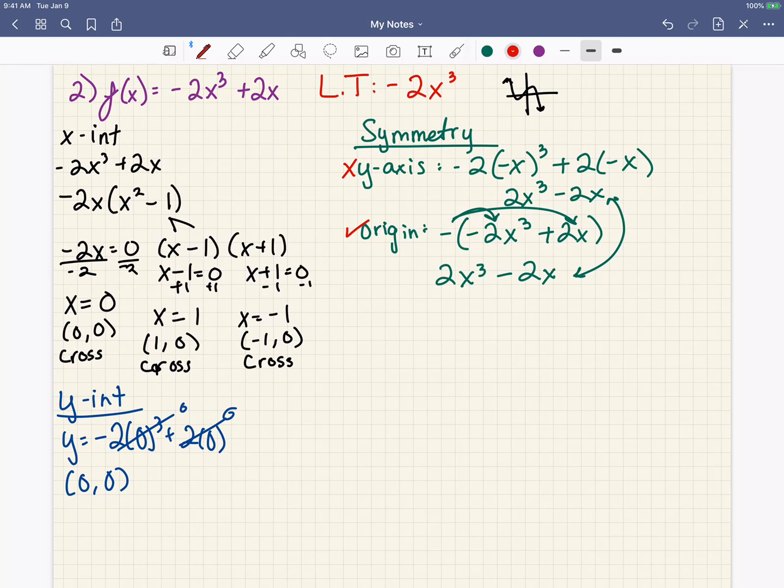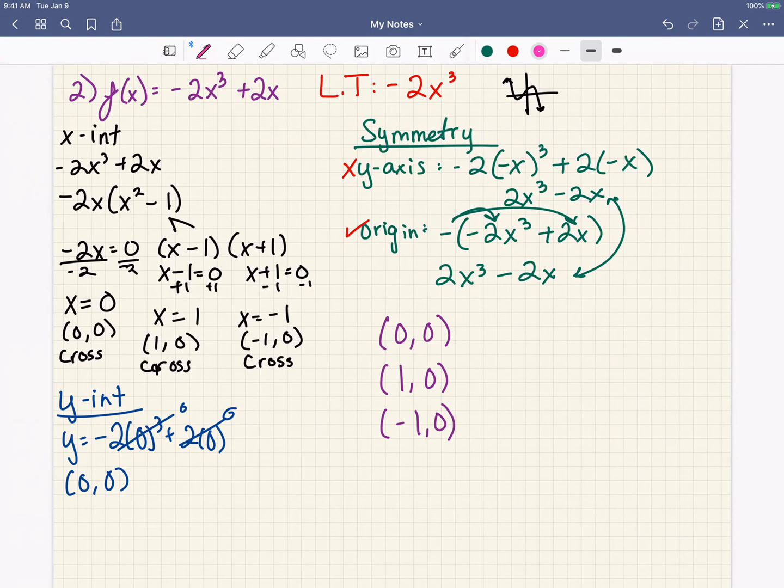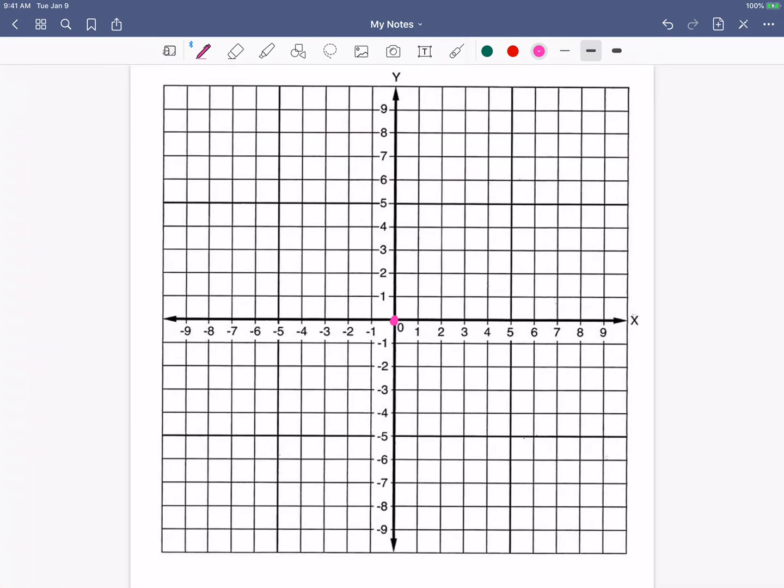So we now have our points. I'm going to write them out here: 0, 0, 1, 0, negative 1, 0, and at all three of those points it's going to cross. So I have my 0, 0. Let me do the pink again. 0, 0, 1, 0, and negative 1, 0.